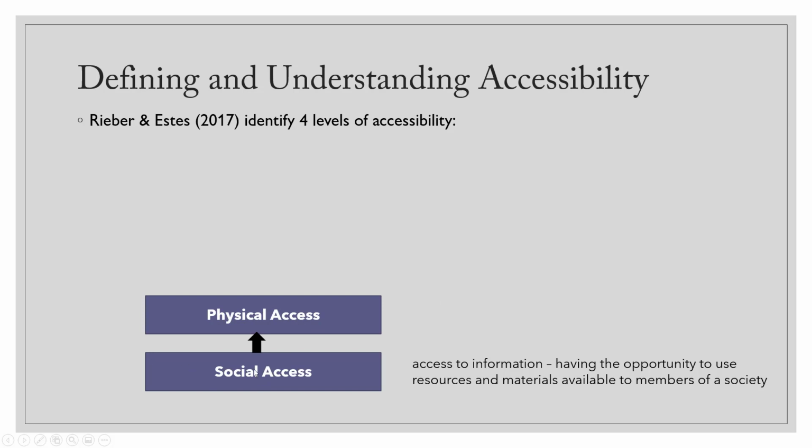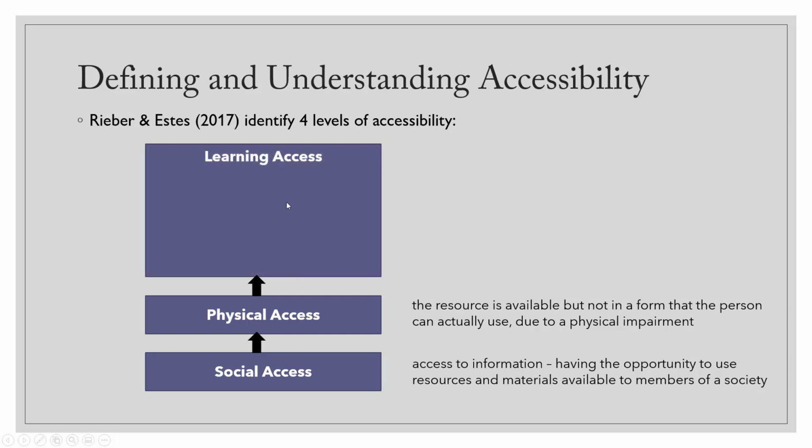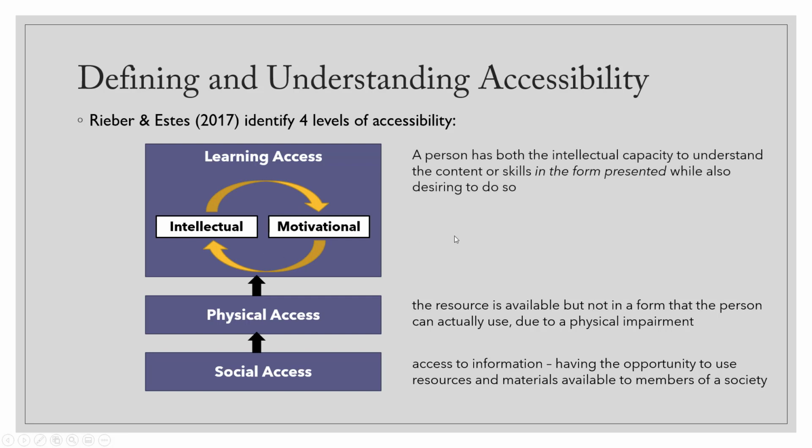You have to start there, they argue, and then there's physical access, which means the resource is available but not in a form that the person can actually use due to physical impairment. So then we have to provide physical access. And then they describe learning access, which includes both intellectual and motivational aspects to it.